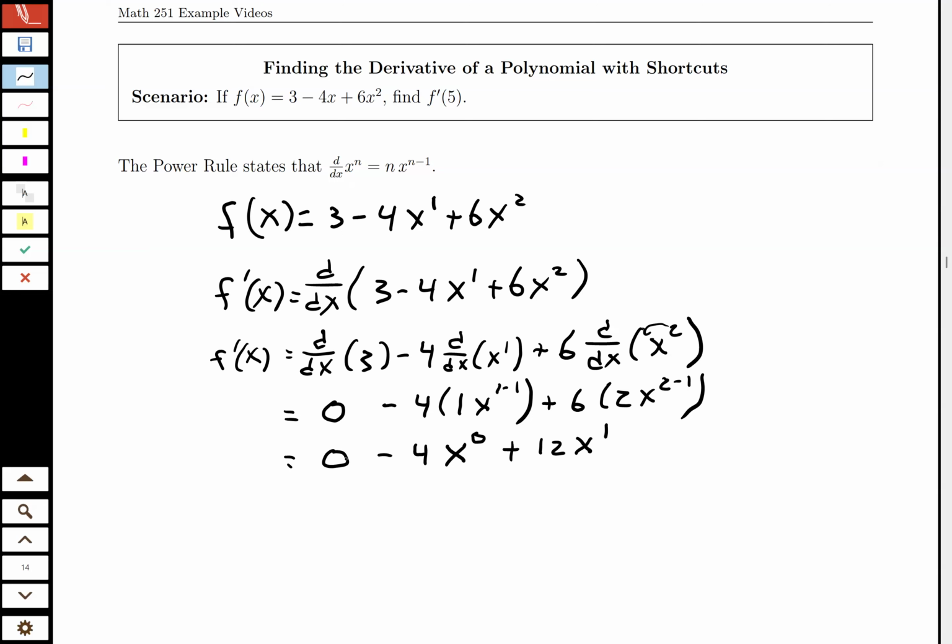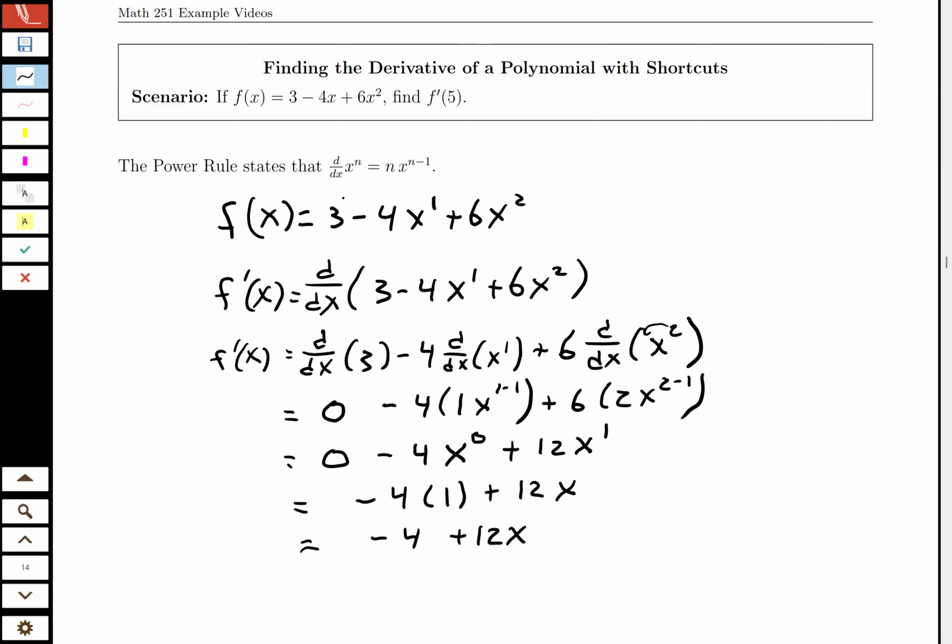So 0, that's not really doing anything. x to the 0, that's really 1. So I could rewrite this as negative 4 times 1. x to the 0 is 1. Plus 12x. x to the first power is x. I have 1x. So I have negative 4 times 1. That's negative 4. Plus 12x is the derivative of f of x equals 3 minus 4x plus 6x squared.